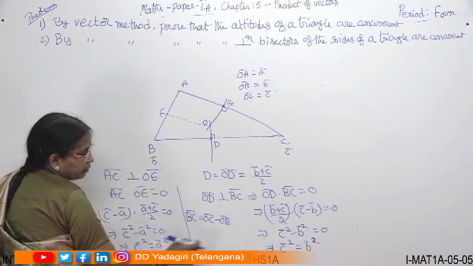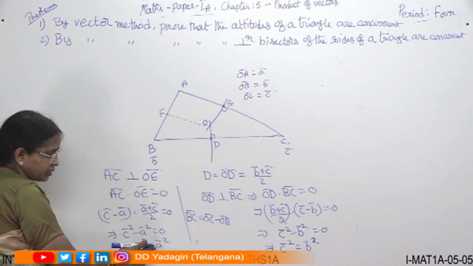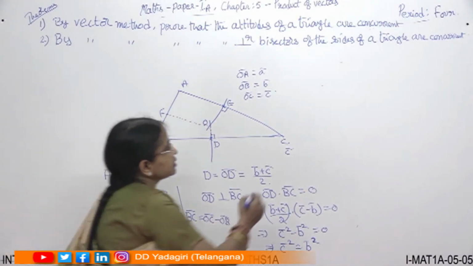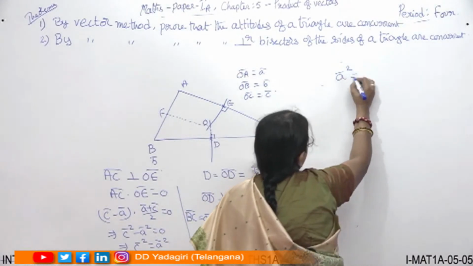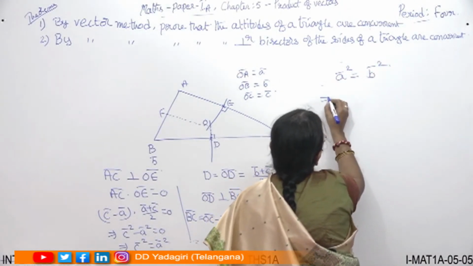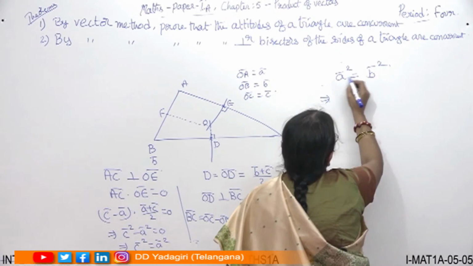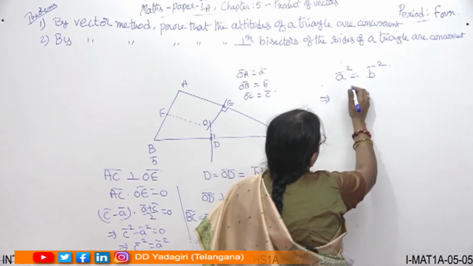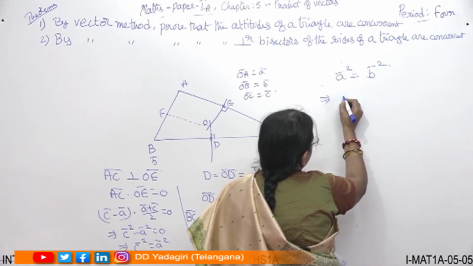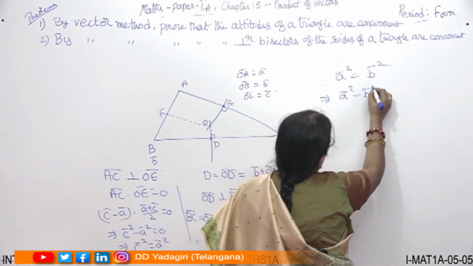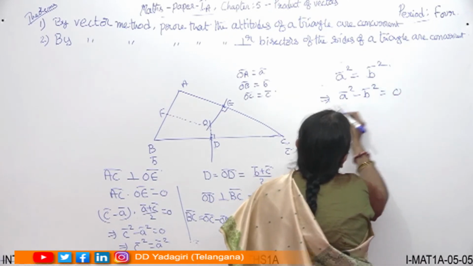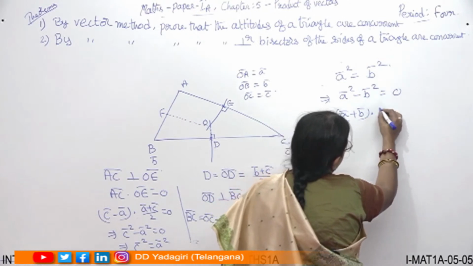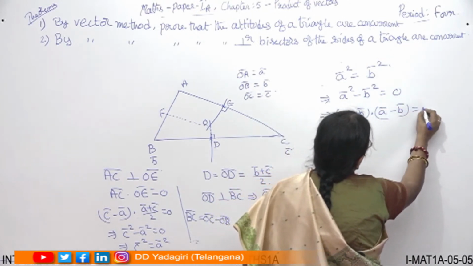So from these two equations, you will get C square is equal to A square, C square is equal to B square, which implies that A square is equal to B square. Now you can write A square minus B square is equal to 0, or A plus B dot A minus B is equal to 0.